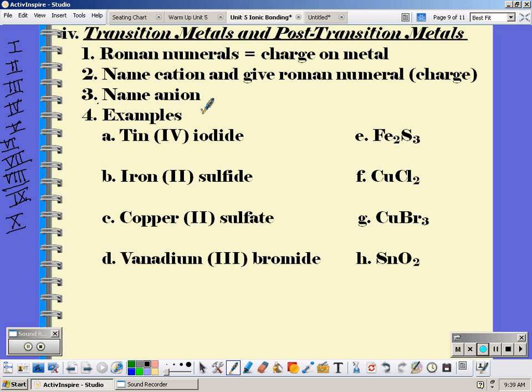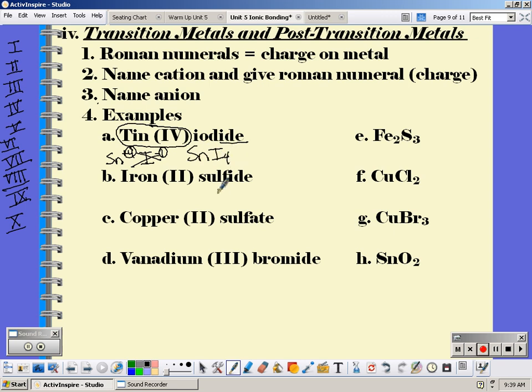tin 4. So the charge on tin is 4. It's a +4 because tin is a metal. Iodide, IDE, it's an element on the periodic table. Cross the charges, SnI4.